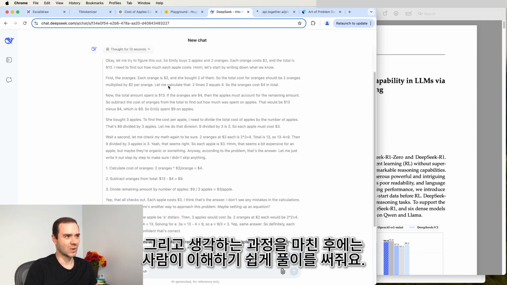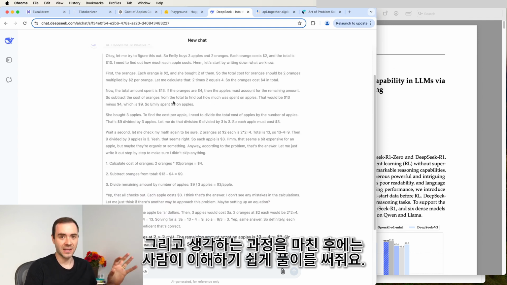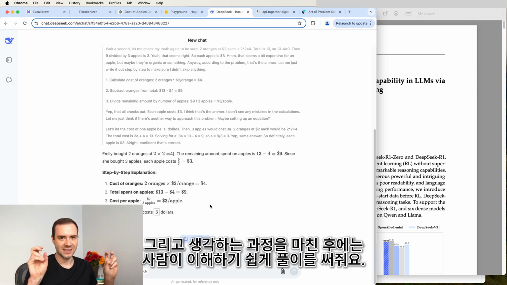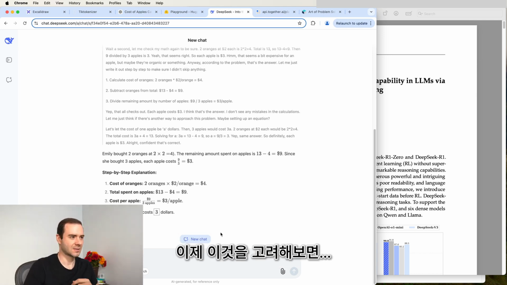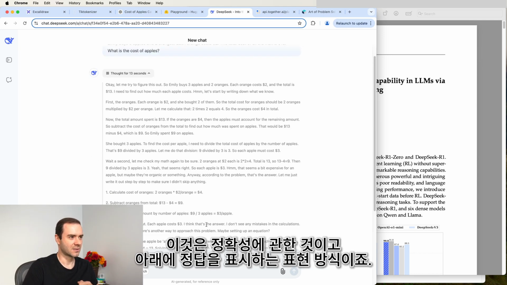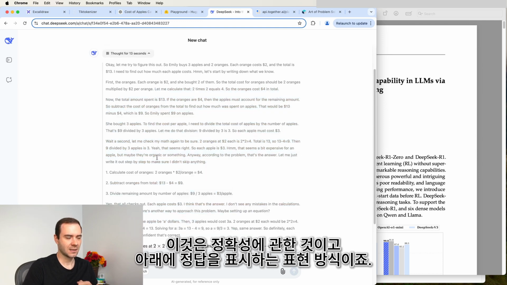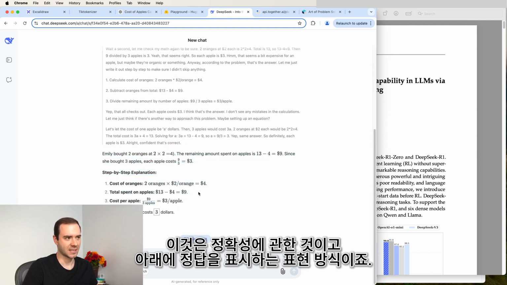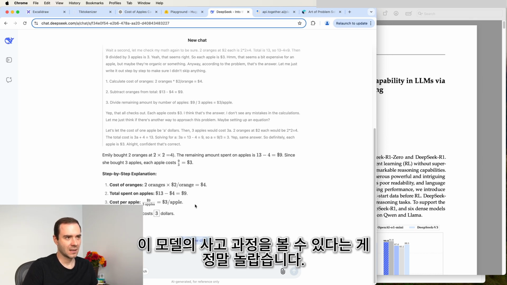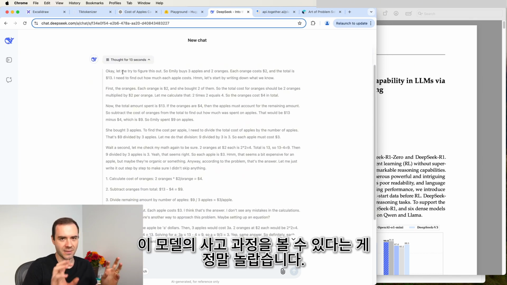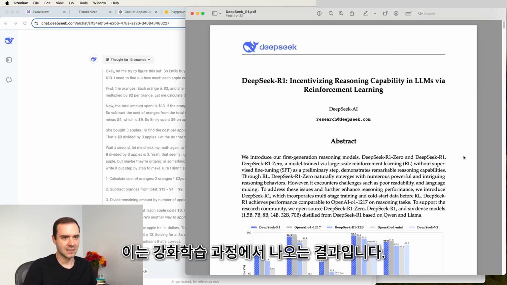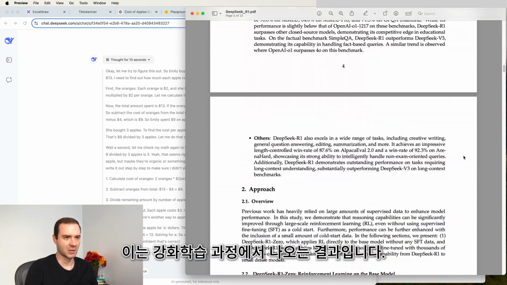And then what it does once it did the thinking process is it writes up the nice solution for the human. So this is more about the correctness aspect, and this is more about the presentation aspect, where it writes it out nicely and boxes in the correct answer at the bottom. And what's incredible about this is we get this thinking process of the model. And this is what's coming from the reinforcement learning process.